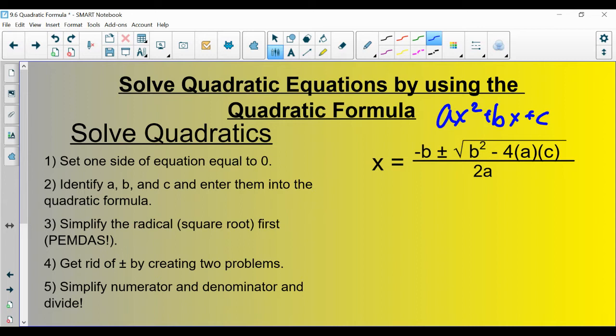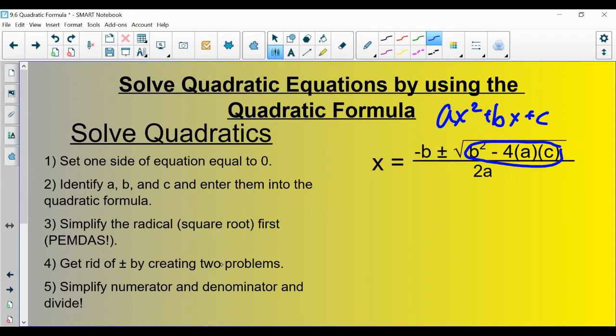What you guys are going to do is simplify the radical or the square root sign first, and you're going to use PEMDAS to do that. So I want you guys to simplify everything underneath the radical first, and then look to simplify your square root, just like we have been, and move from there.